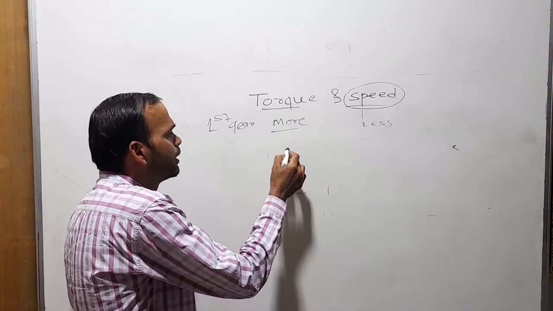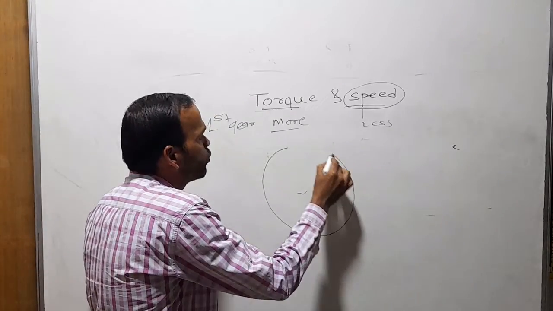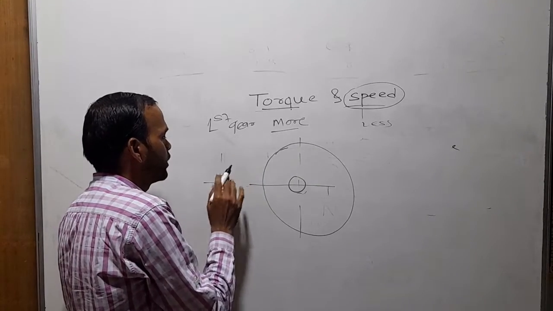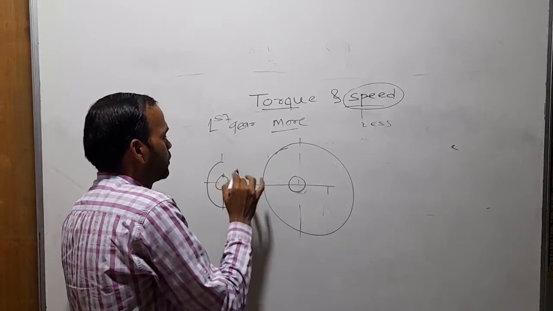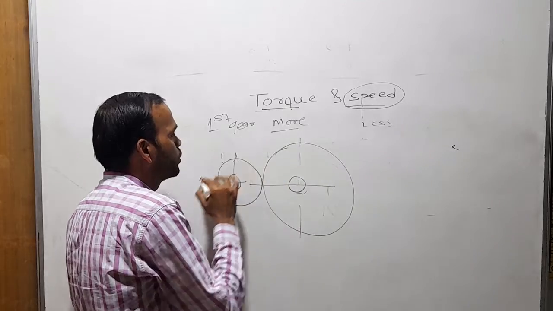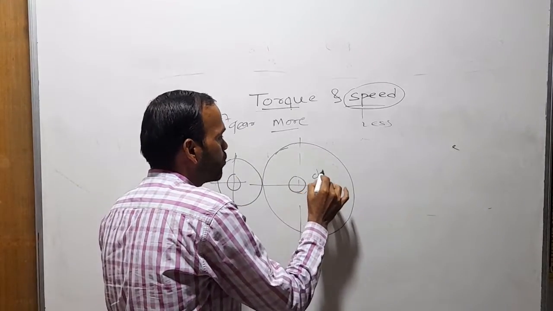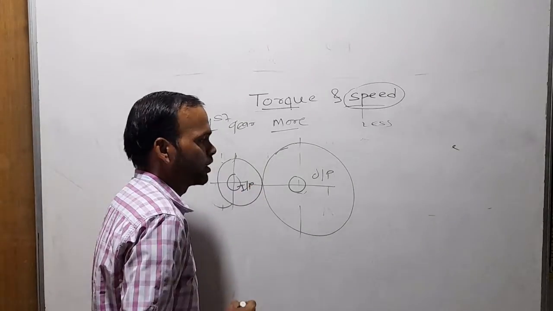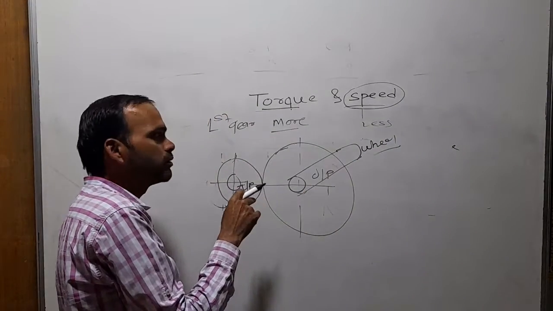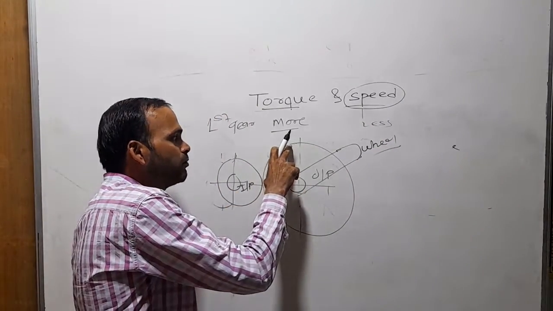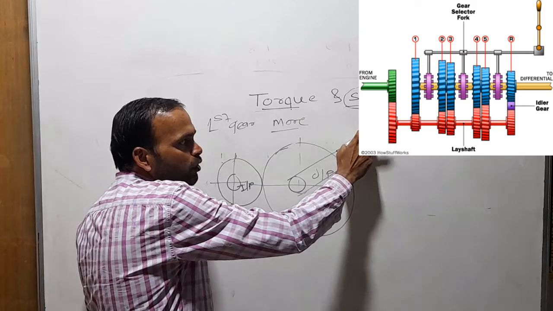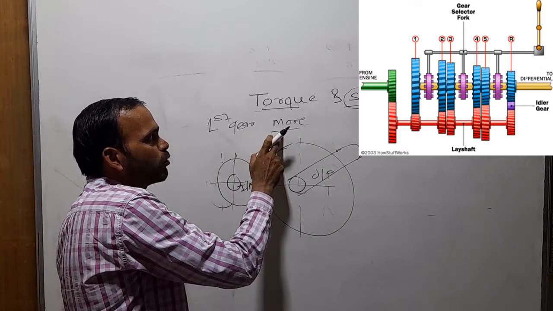Why does that happen? Because in that condition, the output shaft of the gearbox, which is connected to the wheels of the vehicle, has more diameter. This is the output shaft and this is the input shaft of the gearbox. This output shaft is connected to the wheels. Whenever the vehicle is in first gear, the diameter is more, that is why it gives less speed. At that time it gives more torque.